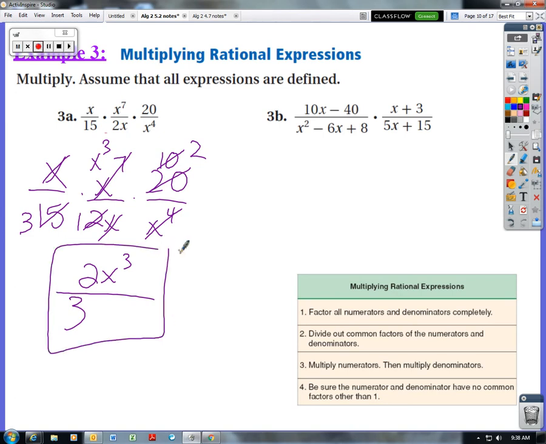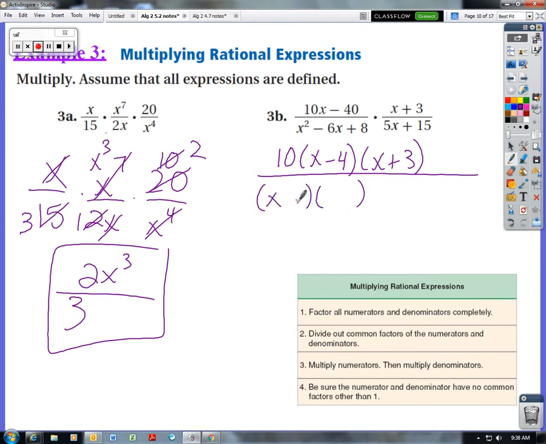Oh boy, we got lots of factoring to do on this one. So I can see a 10 can come out of that one. I'm going to make it one big division bar. I've got an x plus 3. This is going to be 2 sets of parentheses. 4 and 2, negative 4 and negative 2. And then we can factor out a 5. And we get that.